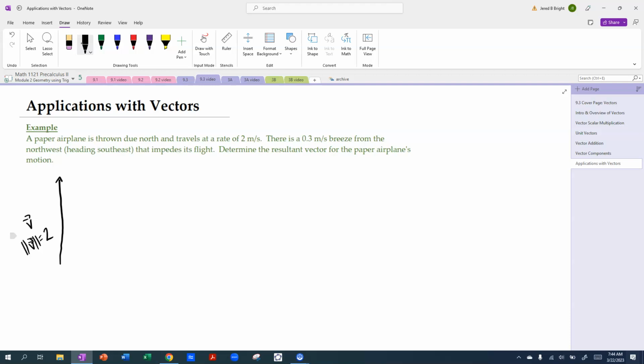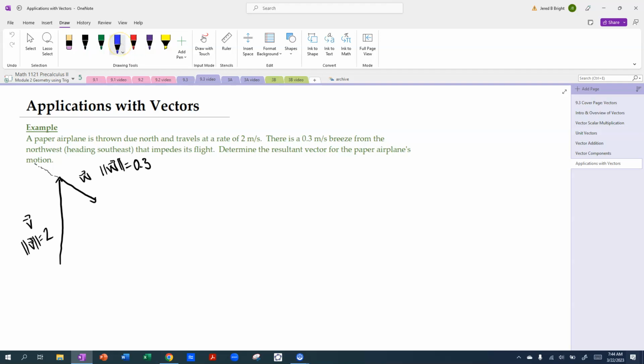And then we also know that there's a breeze, right? There's another breeze that is coming from the northwest heading southeast, so that would go something like this. And then I'm just going to place it at the tip of v. So I'm going to draw it like this, and I'm going to call this w for wind. And we know that this wind has a magnitude of 0.3. We're talking speed.